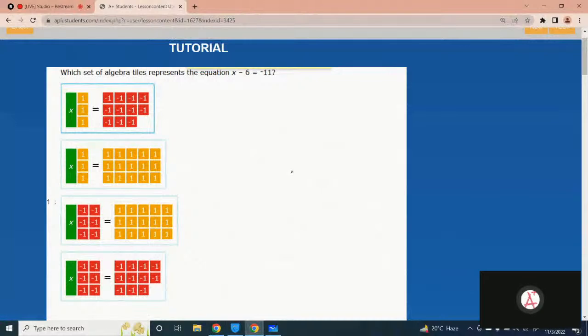Got it? This one too. Now you can check for these two. The first one has red tiles, but here you have orange tiles. Orange tiles represent positive numbers, but here you have a negative number, that is negative 11. This is the correct option because here both the numbers are negative. Also here you have 6 tiles and here you have 11 tiles. So the last option is the correct option. Okay, let's start with the test.